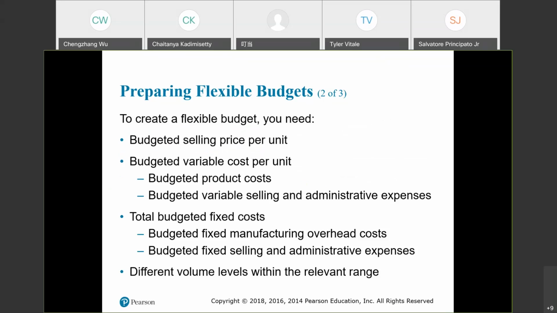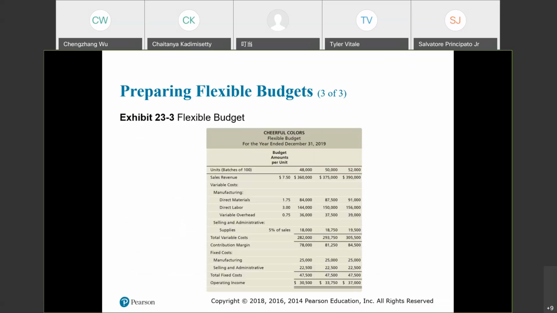To create a flexible budget, you need to know the following, including budgeted selling price per unit, budgeted variable cost per unit, total budgeted fixed costs, as well as different volume levels within the relevant range. So next, let's look at an example of a flexible budget.